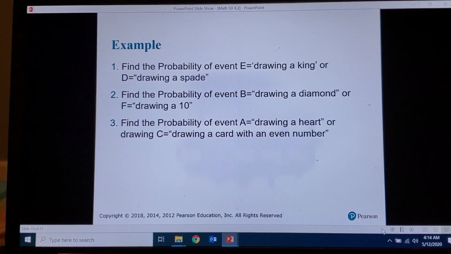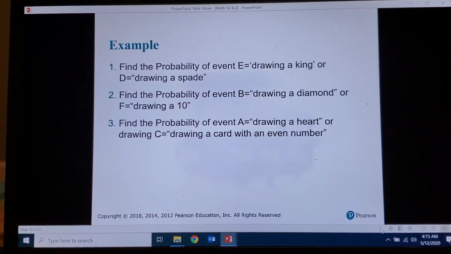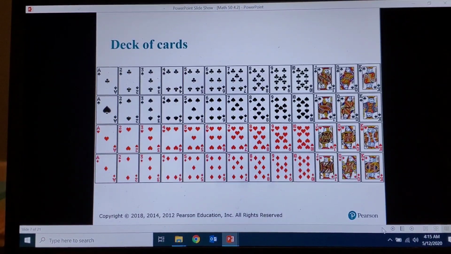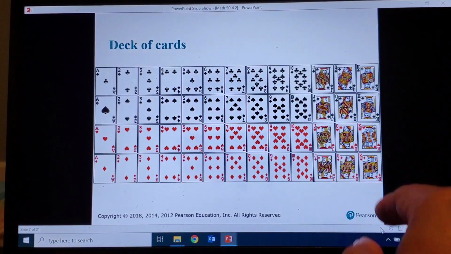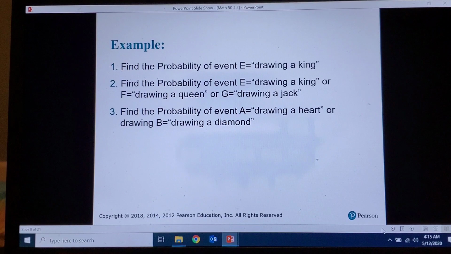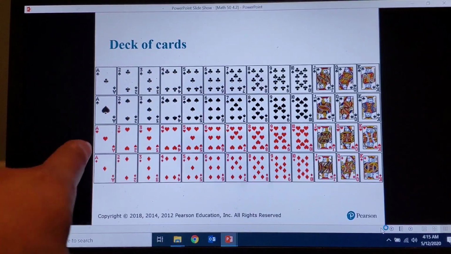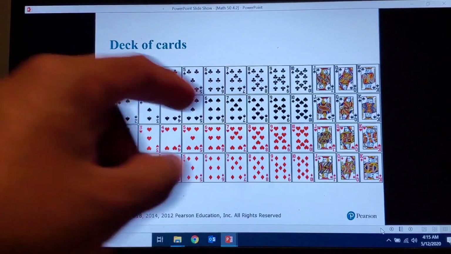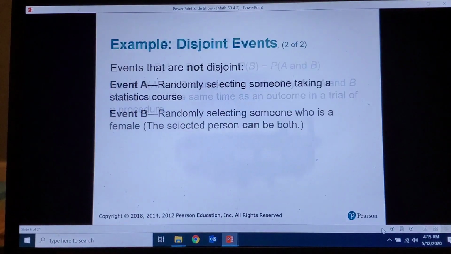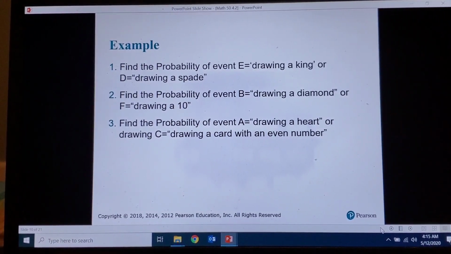Now we're looking at the first one. Find the probability of event E, which is drawing a king or drawing a spade. So we go back. Well, we know 4 of these, out of all of these, are kings, but then you have to see how many of them are spades. So here we have 1, 2, 3, 4, 5, 6, 7, 8, 9, 10, 11, 12, 13 are spades. And 4 of them are kings.